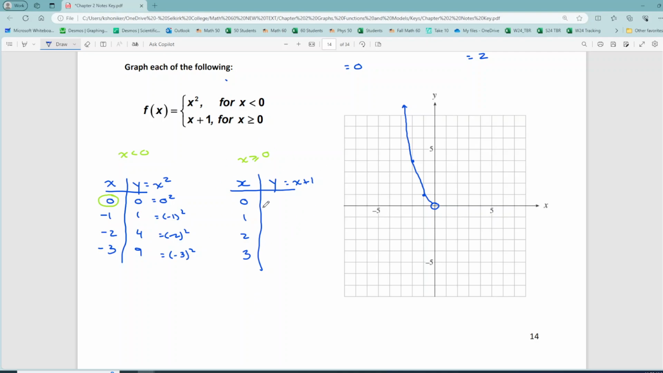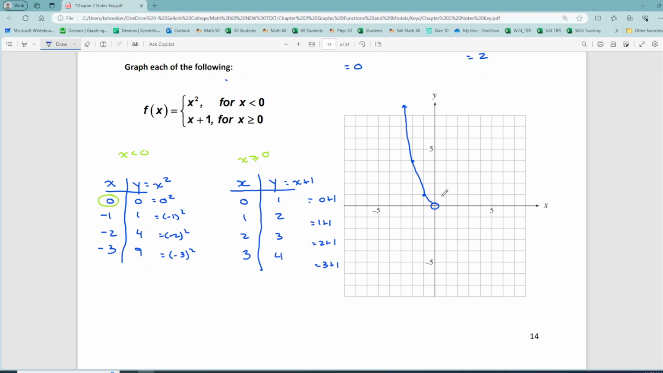All right, and then for this one I'm plugging my values 0, 1, 2, 3 into this expression. So it's going to be 0 plus 1, 1 plus 1, 2 plus 1, and 3 plus 1. So that my y values will be 1, 2, 3, and 4.